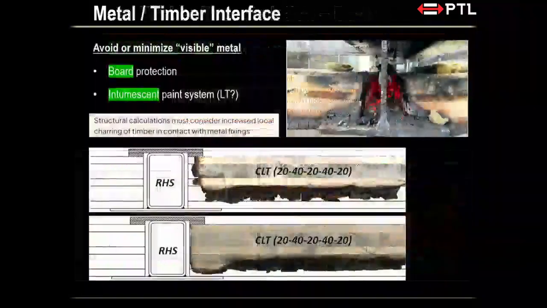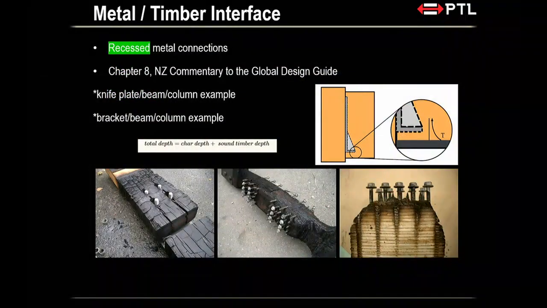All right, so let's move on a little bit. Again, metal timber interface: hide them. If you have connections, recess them. There's a chapter in the commentary which will be quite useful if you're designing connections, that you should look at. It's chapter 8. There's an example for a knife plate, a beam column joint detail, and also a calculation for bracket, beam, and column.